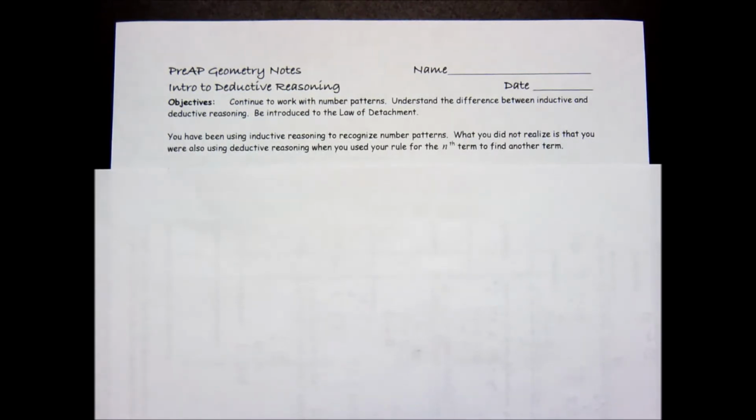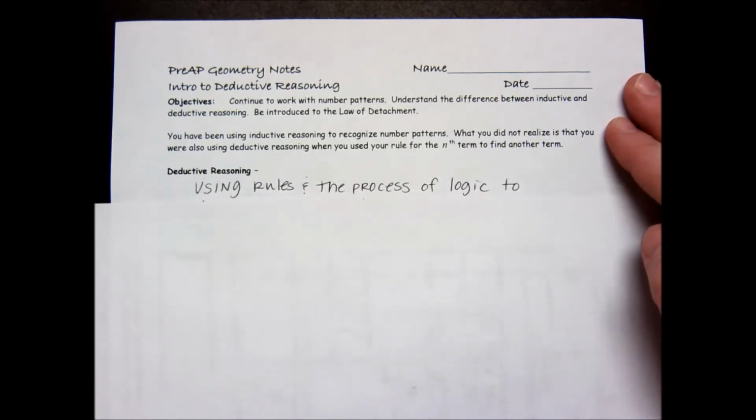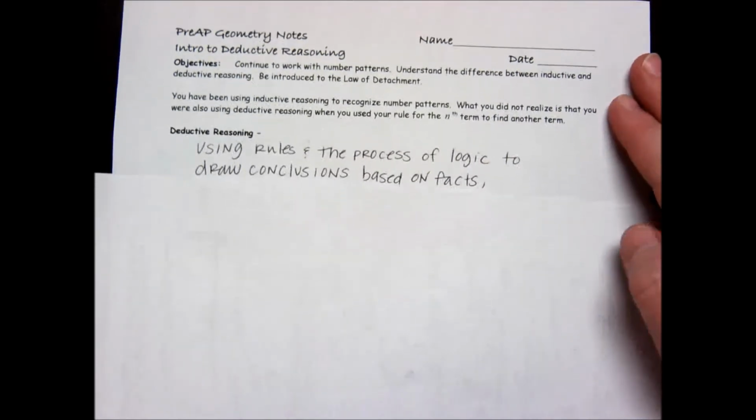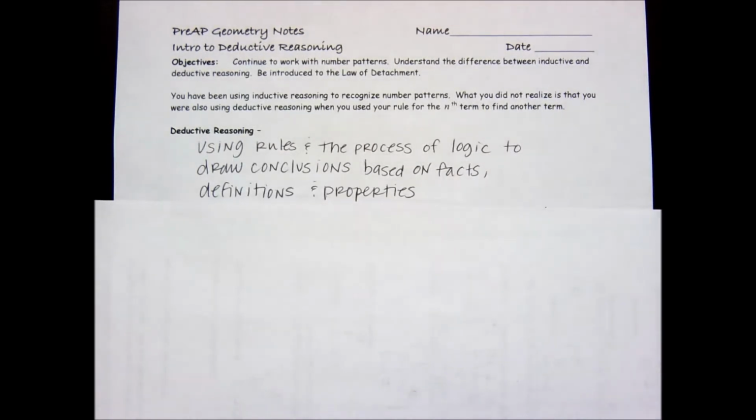It says you've been using inductive reasoning, and that's when we were doing the number patterns and finding the nth term. What you didn't realize is that you were also using deductive reasoning when you used your rule for the nth term to find another term. So deductive reasoning is using rules and the process of logic to draw conclusions based on facts, definitions, and properties. So we're using these rules and some of the logic going on in our brain, and we make decisions based off these facts and these definitions and these properties.